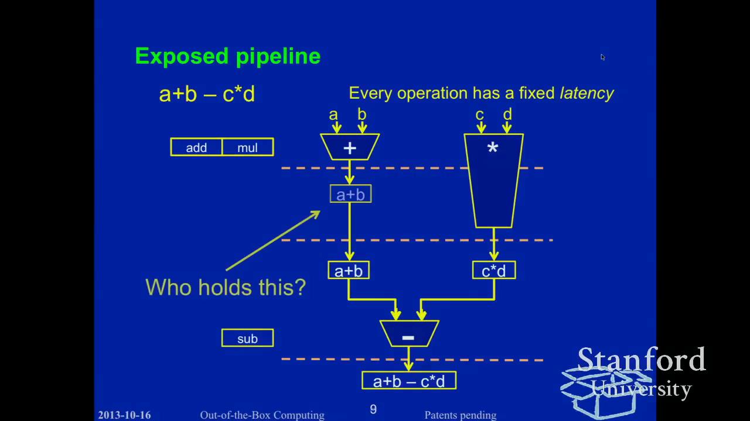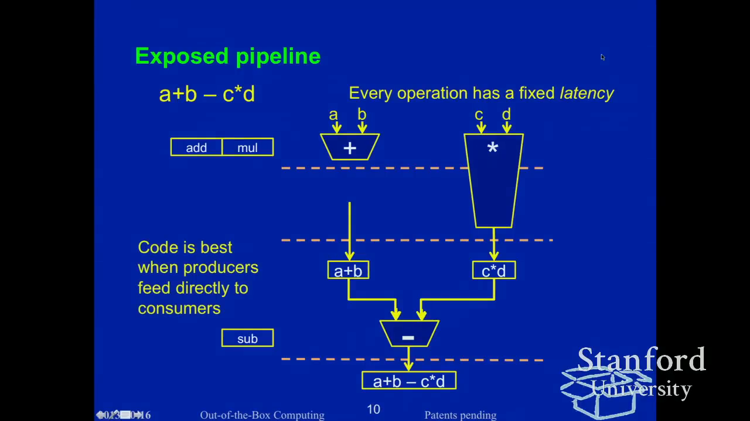Now you notice the grayed out item there that says who holds this. That's a result which winds up being just held because we're waiting for other things to come out. But there's no really good reason to hold it. Instead, what you always really want is that your code is scheduled such that the producer's results come out just in front of when the first consumer wants that value.